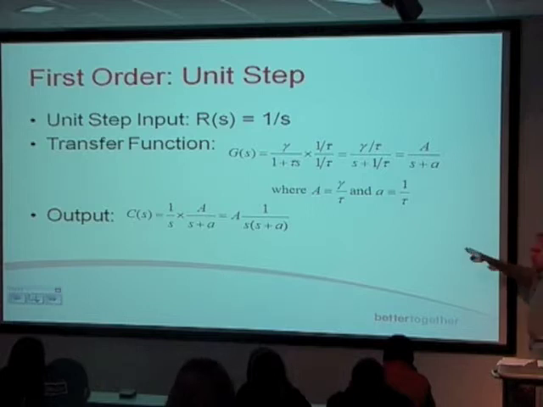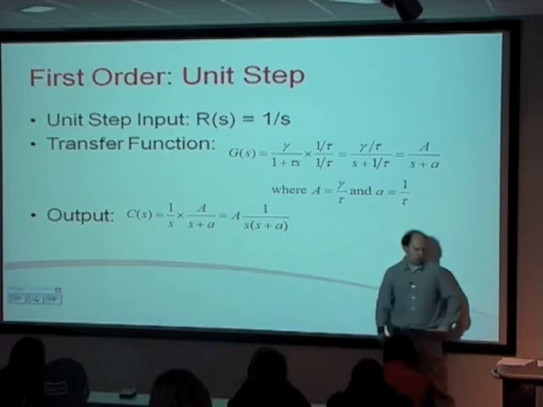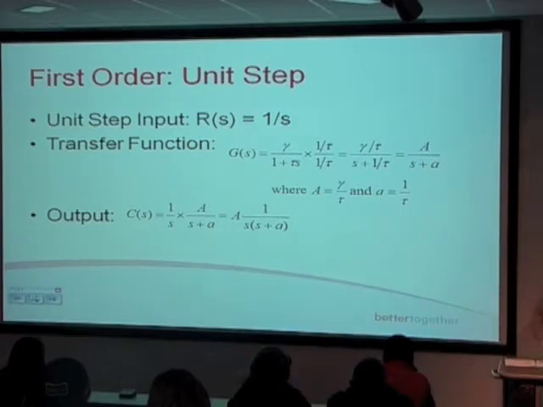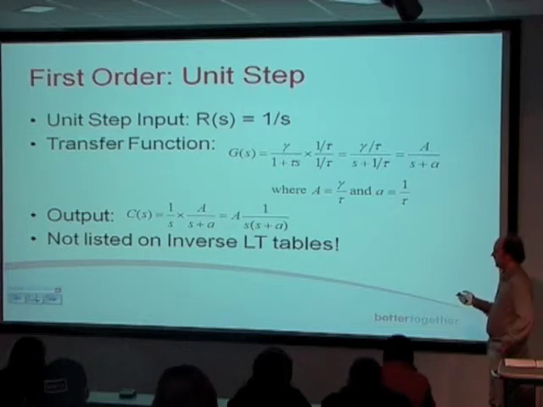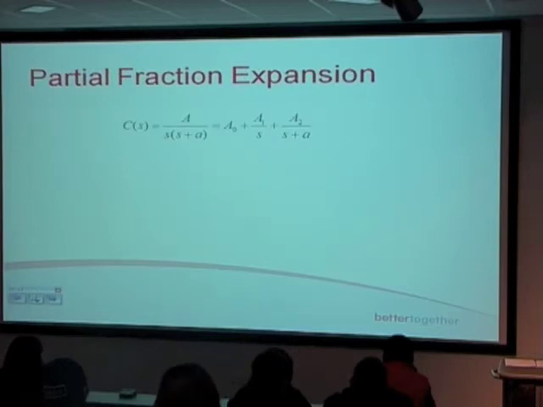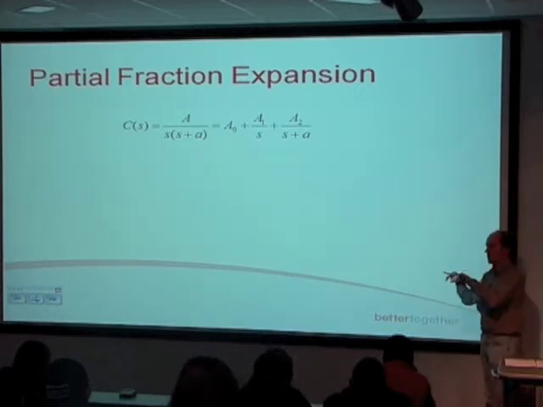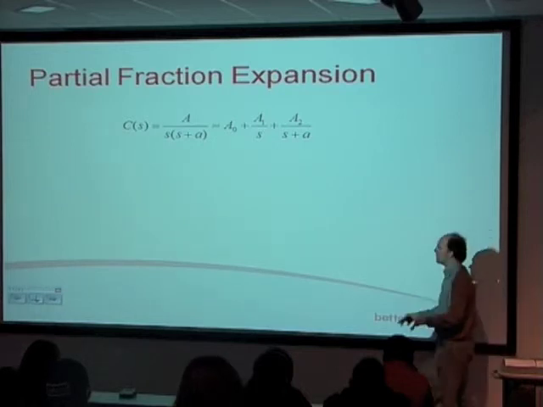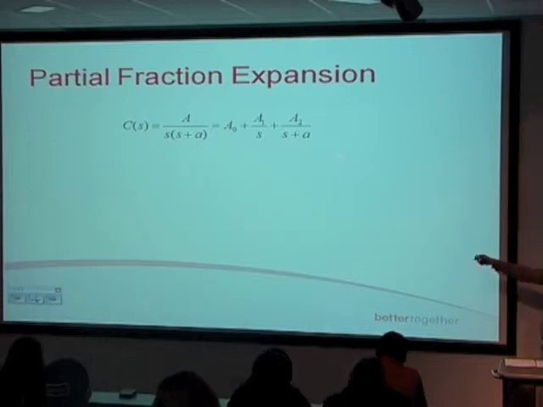Now, the issue with this is that this function doesn't appear on Laplace transform tables generally, and so we need to do a bit of manipulation to work out what we have got on Laplace transform tables. So there's our function, our output. What we use is a technique known as partial fraction expansion. Now you should all be familiar with this. This is quite basic maths. When you've got a fraction and the denominator has two terms that you want to separate, then you use partial fraction expansion to work out what these values a0, a1 and a2 are.